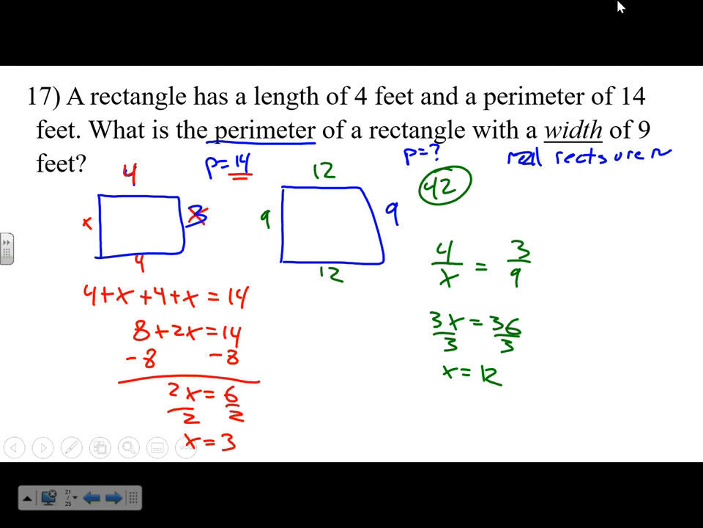And I guess I should say it's not harder, it's just a little bit longer, because we first have to figure out what this side is, kind of do that on its own. Then we use that information with the similar rectangles to find out what this side is. And then once you have that, you can add everything together to get your perimeter. It's a good question.